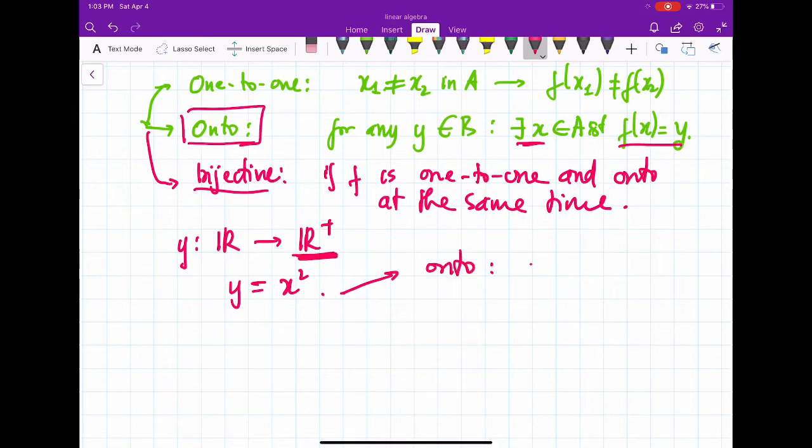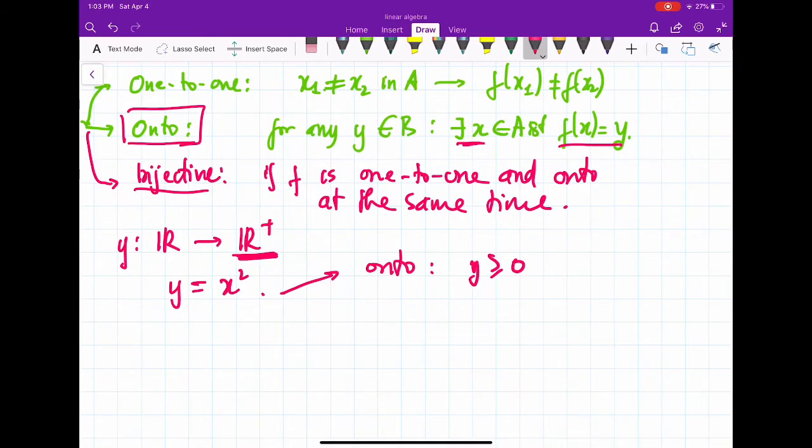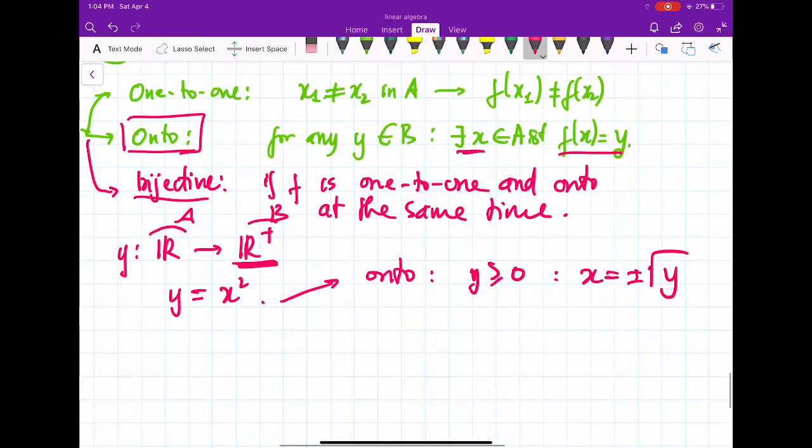Why? Because if you pick some y greater than or equal to 0, you can find x in R, where R is A and R plus is B. You can find x which is just plus or minus square root of y. So in this case, you have two x corresponding to y. But that's still onto, but that is not 1-to-1. Make sense?